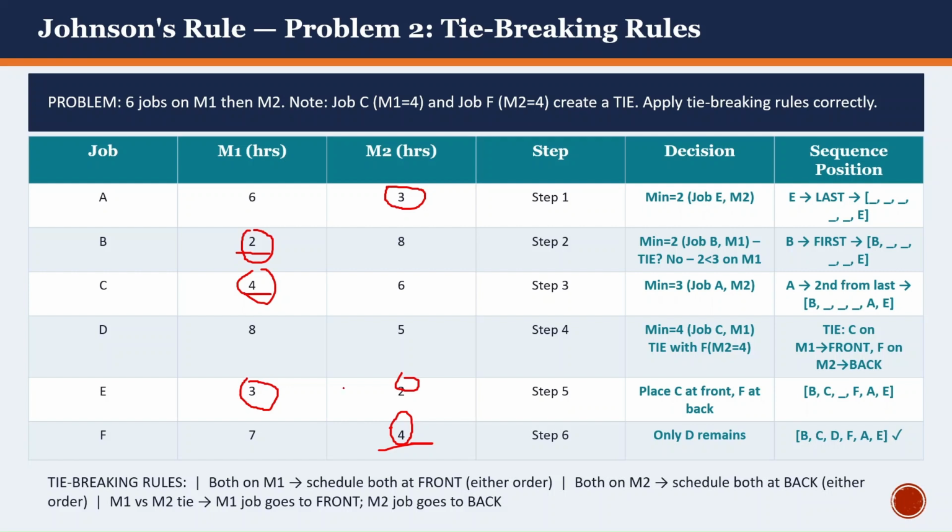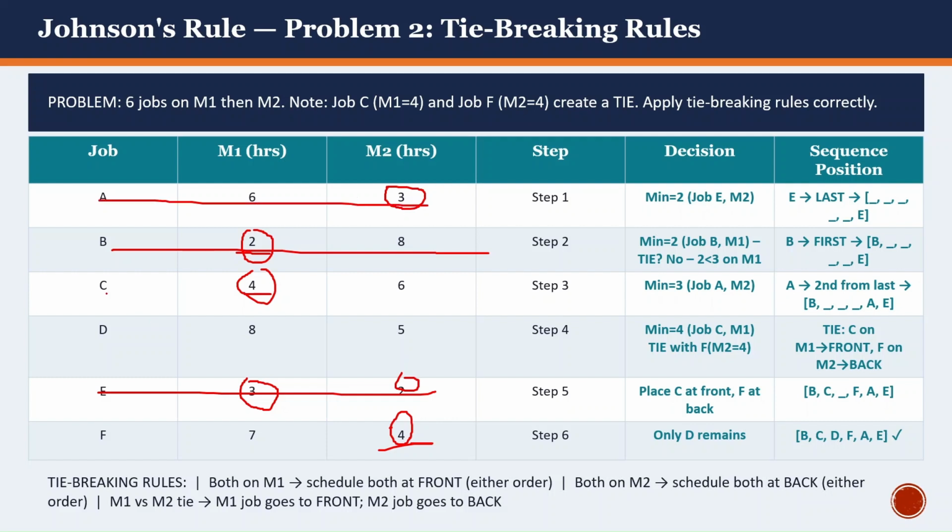Because we already scheduled E, E will be crossed out. So E and B we have scheduled, so E and B will be crossed out. Then we'll talk about this one. The 3 is observed here, therefore A will come here. Once we schedule A, we'll cross that, and we remain with C. For C we have 4. The minimum is this 4 and this 4.